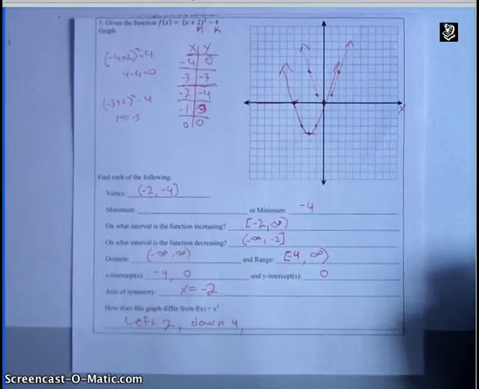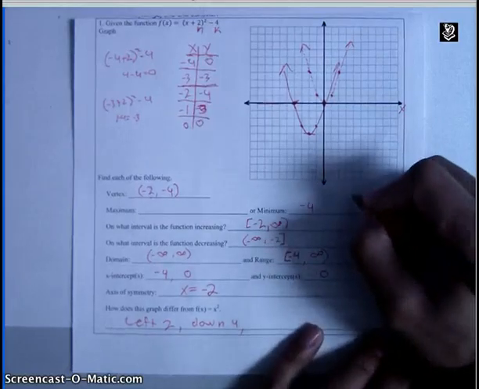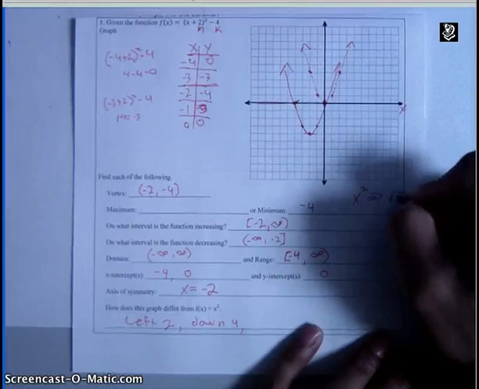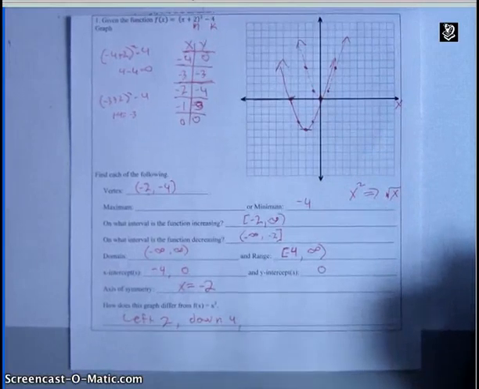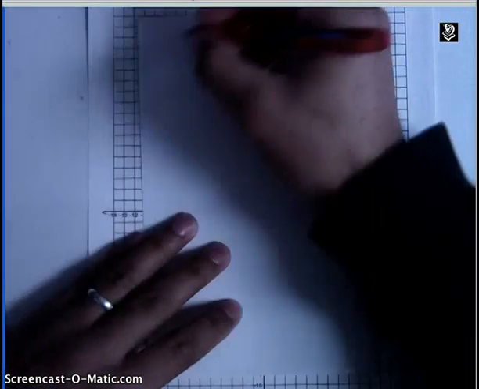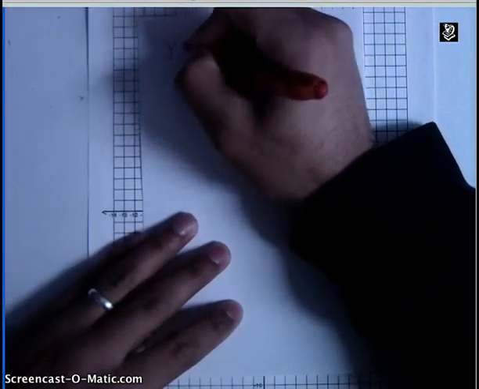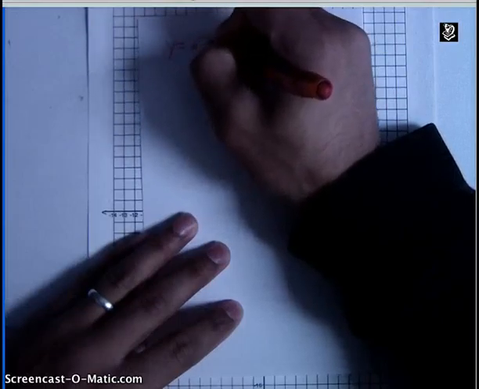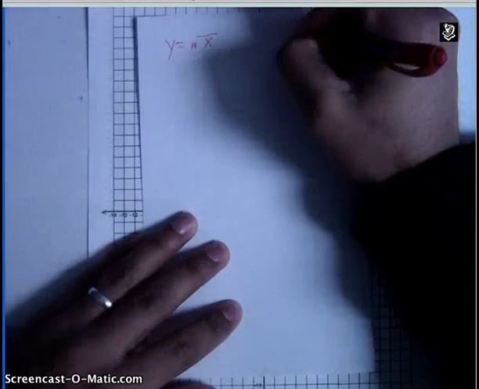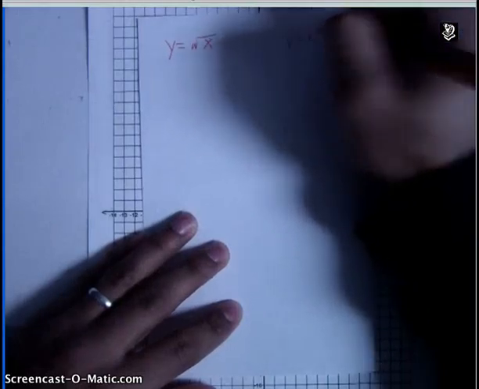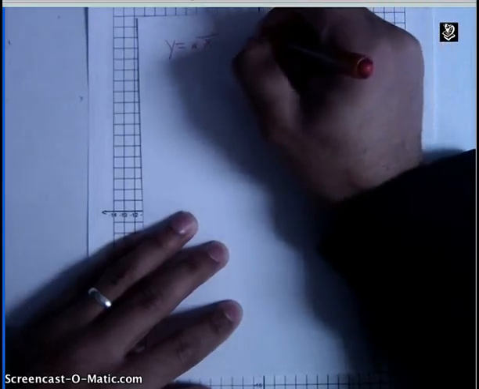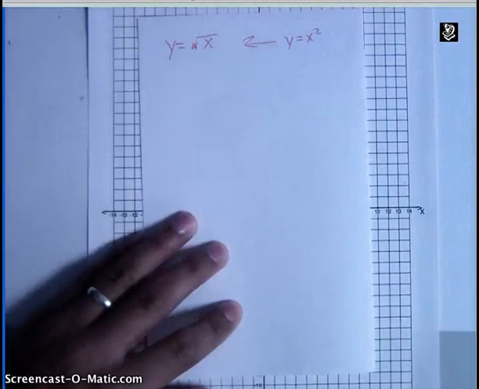Now we're going to do the same exact thing, except instead of having x squared, we're going to have the square root of x. Alright, so now let's look at graphing the parent function. The parent function for square root is y is equal to square root of x. That's going to be our parent function. Before we had a parent function of y is equal to x squared. Alright, but now we're moving from this to this. It's a whole new graph and function there.